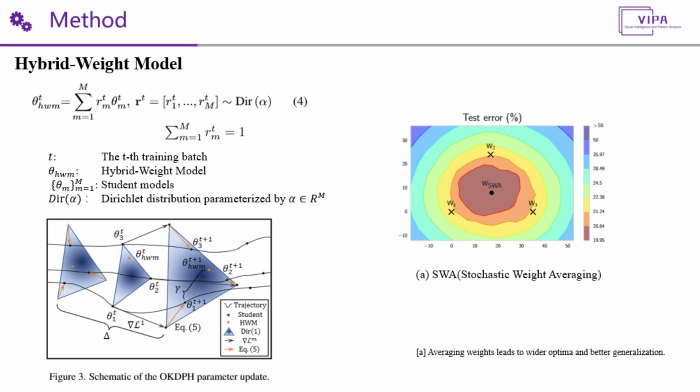Formally, we create an HWM in each batch during training, where t represents the t-th training batch, and theta_HWM and theta_m are the HWM's and the m-th student's parameters at the t-th training batch. M is the number of students, and r_t is the weight vector. Dynamic sampling of r_t subject to alpha can achieve the following effects. First, HWM can fully explore the parameter points of the region around students by each batch sampling. Second, the concentration vector alpha can easily adjust the sampling probability of different points in this region.